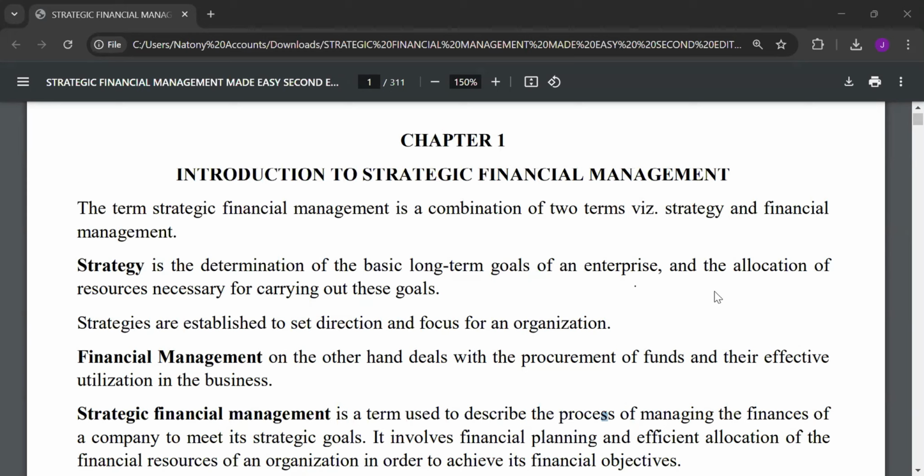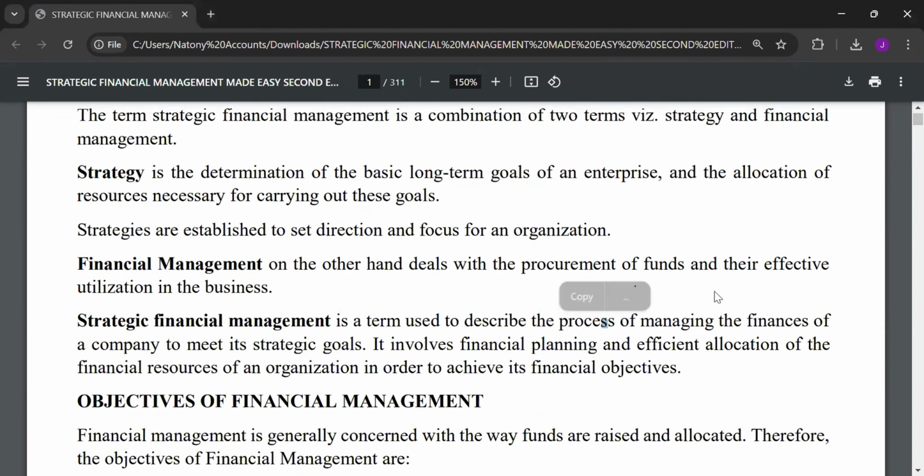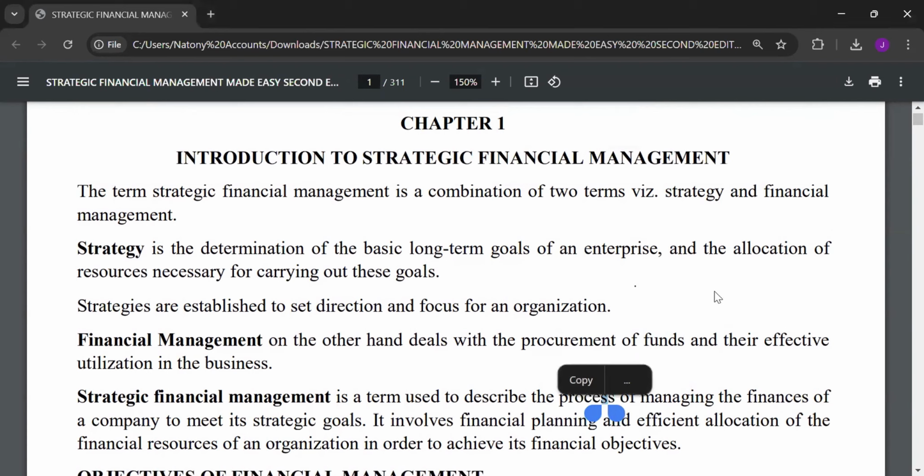Welcome to this tutorial. In this tutorial, I will be showing you some of the things you need to know for your XFM examination. Basically, this revision is for the November diet.